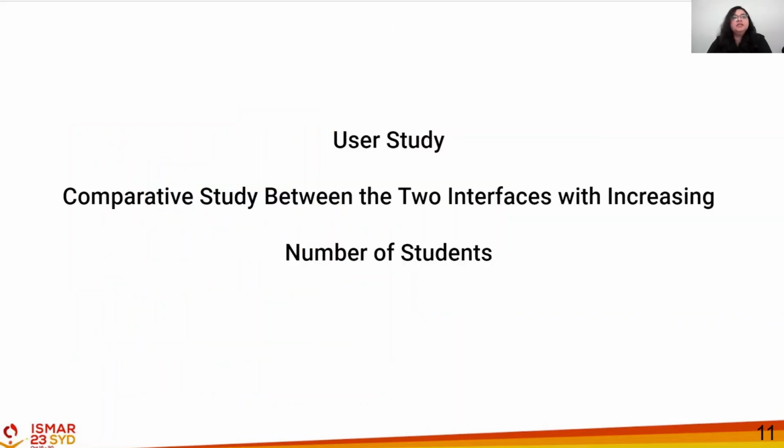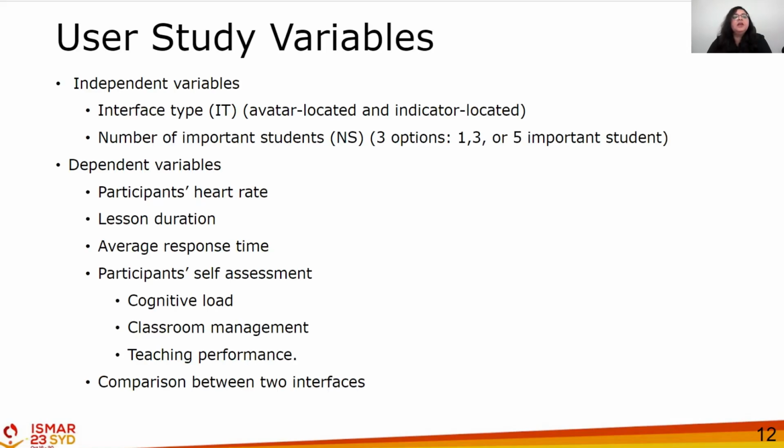Next, we'll talk about the user study we conducted to evaluate the effectiveness of the two interfaces. Our independent variables were interface type and the number of important students. Each participant had one trial for each interface type. For both trials, simulated students would randomly raise their hands, speak, or type.